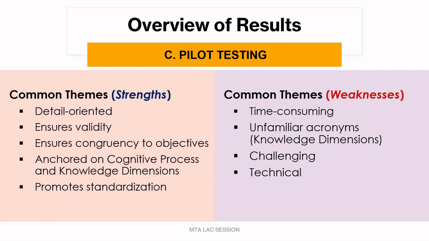And for the unfamiliar acronyms, this can be solved by having some simple orientation about knowledge dimensions. I think that is the root, or that is the reason why it is a bit challenging and technical as well, because we are not actually familiar with these terms before, and we tend to overlook the interplay of knowledge dimensions and cognitive process dimensions.